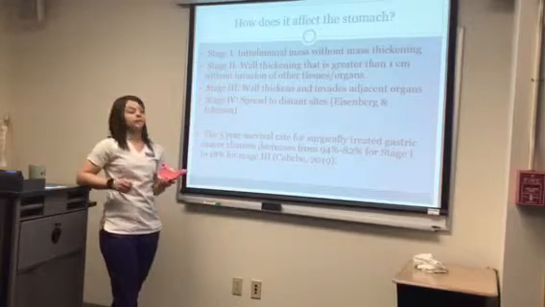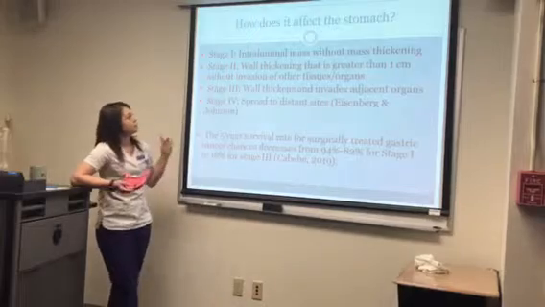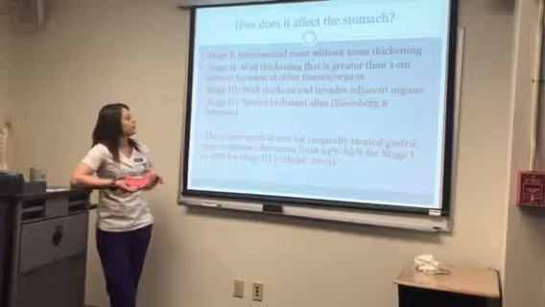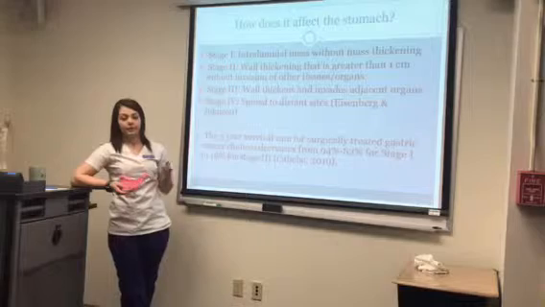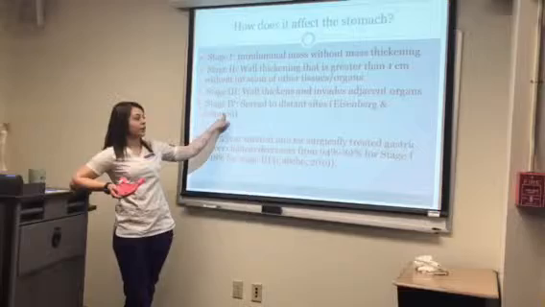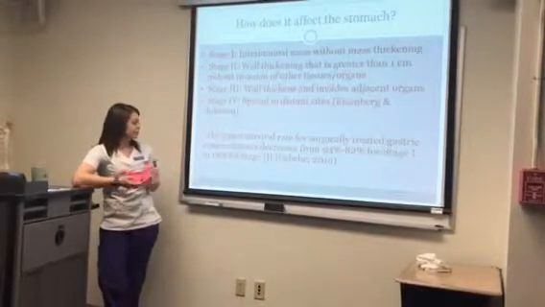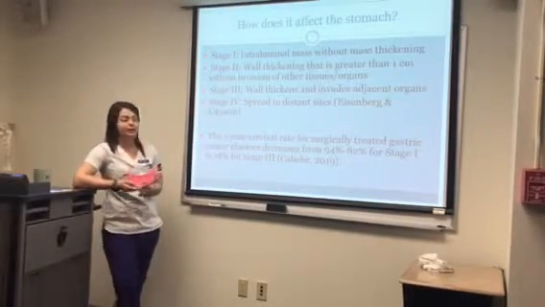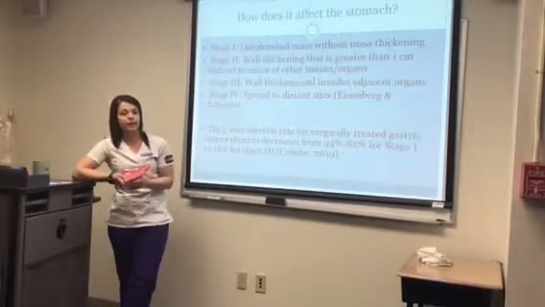Stage 1 is an intraluminal mass without any wall thickening. In stage 2, some wall thickening starts that is greater than 1 centimeter, without invasion of other tissues. Stage 3 has wall thickening, and it invades other tissues and adjacent organs. And in stage 4, it spreads to distal sites. Once you get to stage 3, the 5-year survival rate decreases dramatically to 18%, versus 94 to 82% for stage 1.